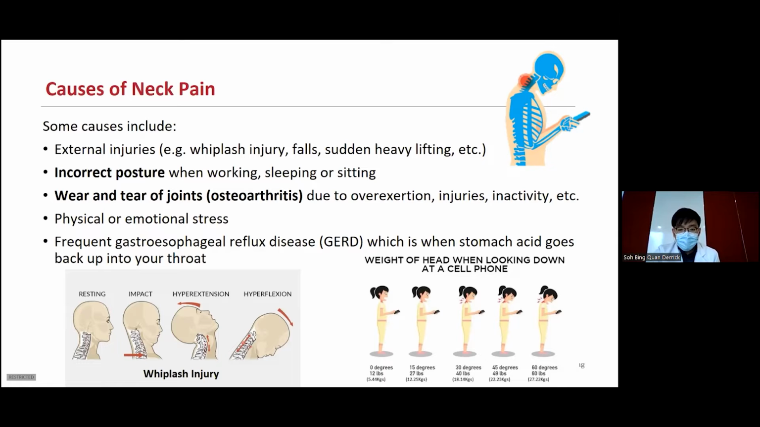Okay, so you can see the picture below, weight of the head when looking down on the phone. The lower you look, the heavier your head becomes. You can see if you are looking straight, 0 degrees, your head is just 5 kg. But if you look down more and more at your handphone, when it reaches 60 degrees, your head is actually 27 kg. Okay, that's when you put a lot of pressure on the neck behind. And that's all the pain that comes. All right.